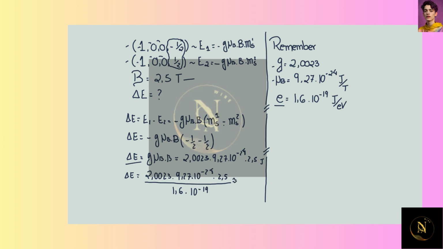And this gives us approximately 2.9 times 10 to the minus 4 electron volts.